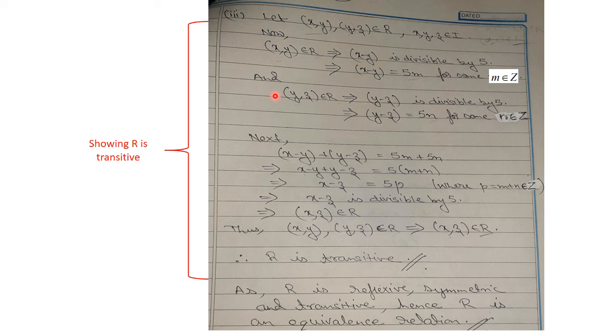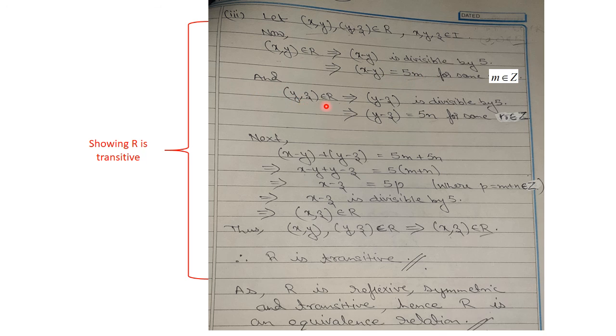Now we would show that R is transitive. For that we would take two ordered pairs in R, (x, y) and (y, z). We have to take them in such a way that the second component of one is equal to the first component of the other. So as (x, y) belongs to R, this implies that x minus y is divisible by 5. That means x minus y is a multiple of 5. So we can write x minus y equal to 5 times m, where m is an integer.